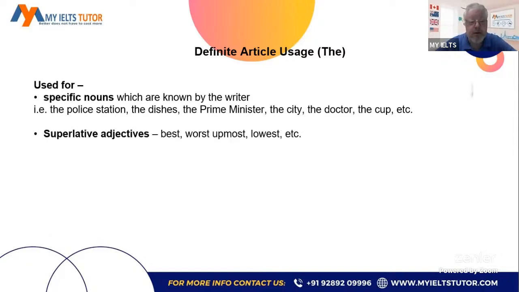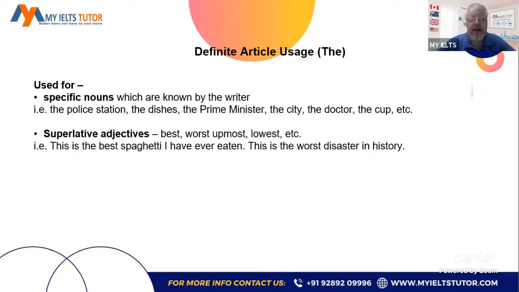And then we use these for superlative adjectives when we're talking about the best or the worst of something, okay? Or the highest or the lowest of something. Highest or lowest point. Whenever we use superlative adjectives, okay? So for example, this is the best dish I've ever eaten. This is the best spaghetti I've ever eaten. This is the worst disaster in history.